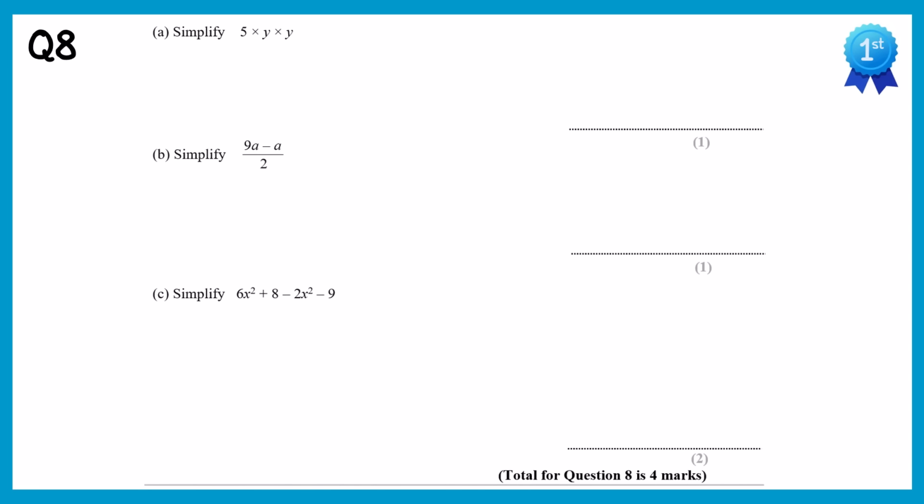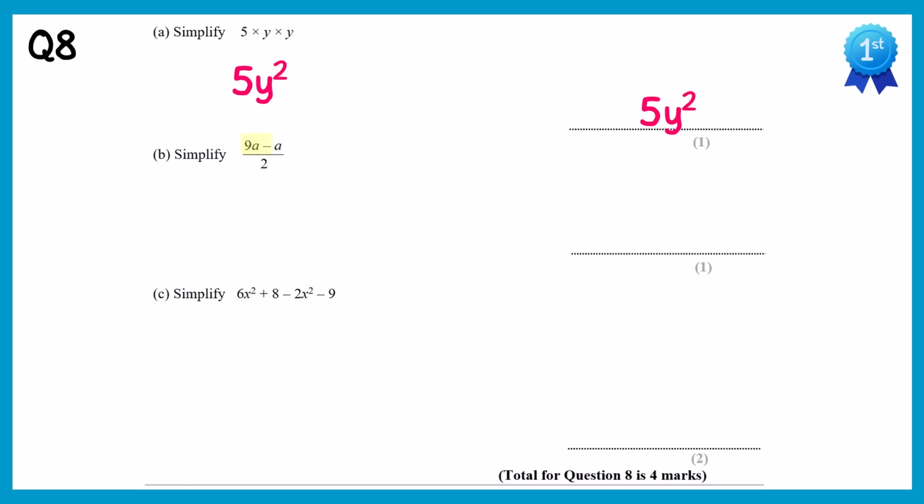In the first part of this question, we need to multiply 5 by y by y. Let's start by doing y multiplied by y. When you multiply y by itself, you get y squared. Then we have 5 multiplied by y squared, and when we multiply a number by a letter in algebra, we just remove the multiply sign. So this is just 5y squared, and that's the answer to this question.